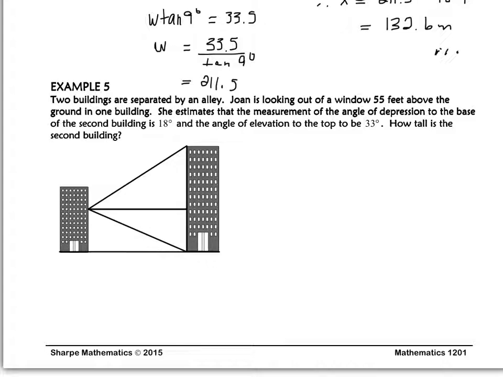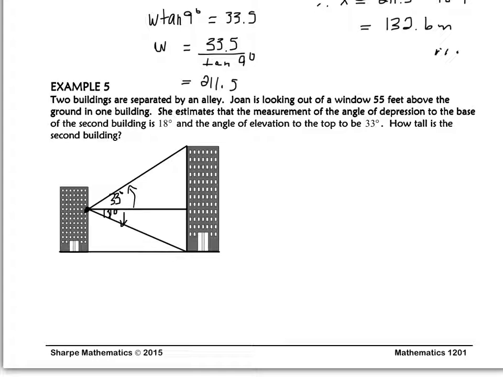Next example has two buildings separated by an alley. Joan is looking out of a window 55 feet above the ground in one building. She estimates that the measurement of the angle of depression to the base of the second building is 18 and the angle of elevation to the top to be 33. So Joan must be right here, and she's looking down at an angle of depression here to be 18. And this one here, her elevation angle would be 33, measuring up from the horizontal line of sight.